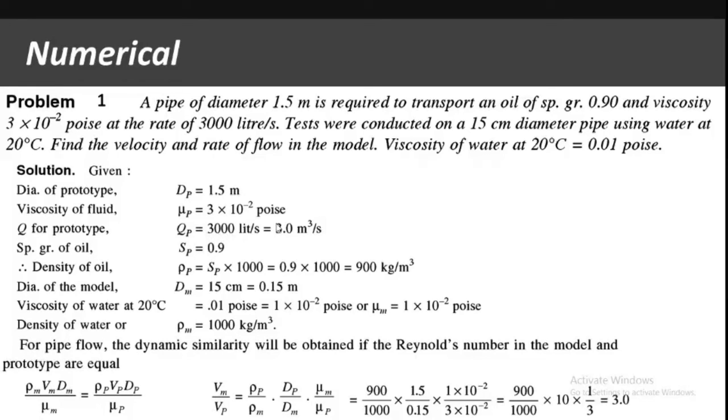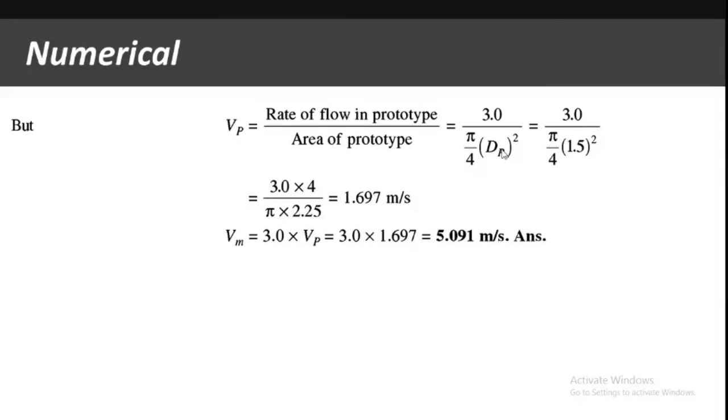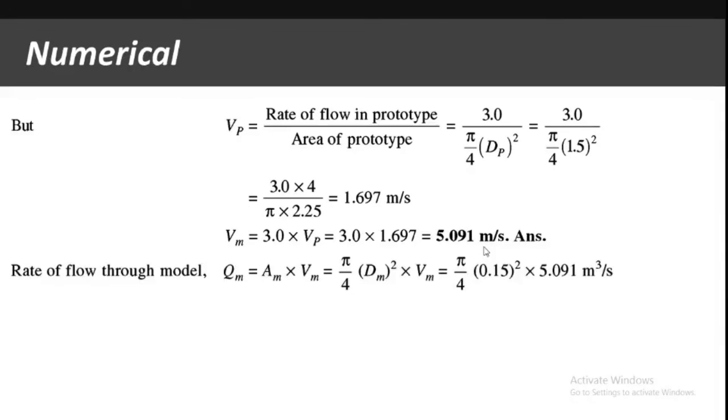ओके, अभी वेलोसिटी के लिए हमें यहाँ पे डिस्चार्ज दिया है, डिस्चार्ज ऑफ प्रोटोटाइप. सो आप डिस्चार्ज ऑफ प्रोटोटाइप डिवाइडेड बाय पाई बाय 4 डी स्क्वायर एरिया से डिवाइड कर दोगे तो आपको वेलोसिटी मिल जाएगा. So velocity of prototype is discharge of prototype divided by area of prototype. So 3 upon pi by 4 dp square. So velocity आ जाता है 1.697. So ये वैल्यू पुट कर दो. So velocity of model is 3 into vp, so 3 into 1.697. So it is 5.091 meter per second. Okay. So this will be the velocity of model.